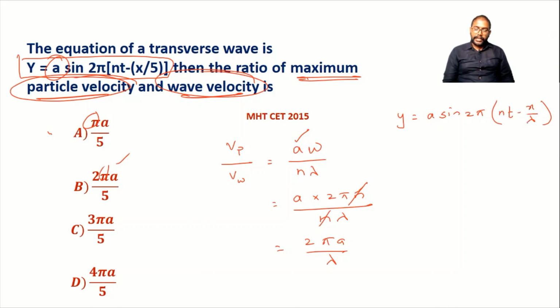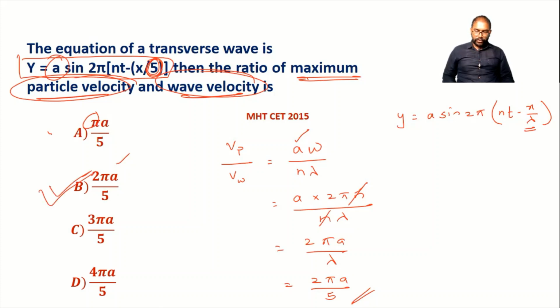Now x divided by lambda in the standard form corresponds to x divided by phi here. It means that the value of lambda is phi. So I substitute lambda as phi here, and we get 2 pi a upon phi as the ratio. You can see this is written in option B. So option B is the right option for this question.